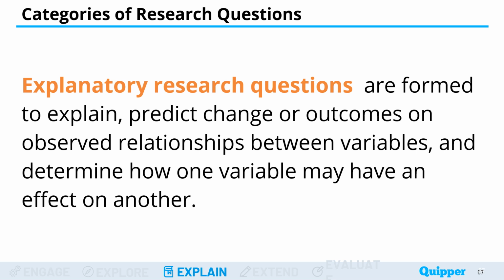Next, explanatory research questions. These are formed to explain, predict, change, or outcomes on observed relationships between variables and determine how one variable may have an effect on another. So, explanatory research questions are used to test relationships between variables. So, this is commonly used in correlational studies.